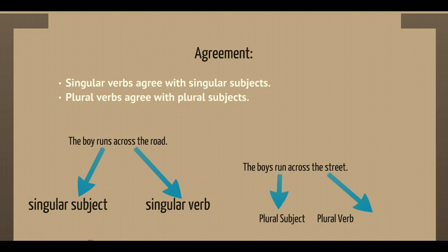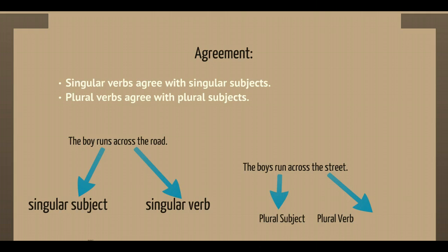The boy runs across the road. You see boy is a singular subject, and runs is the singular verb. Okay. I'm sorry the arrows have shifted over on this. You'll have to mentally move them over so you can see that. But the singular subject should be the boy. The subject is the one doing the action. And then we see that runs is a singular verb. Right? Runs is the action. And on our plural side, the boys, so the plural subject, run across the street. Run is now the plural verb.